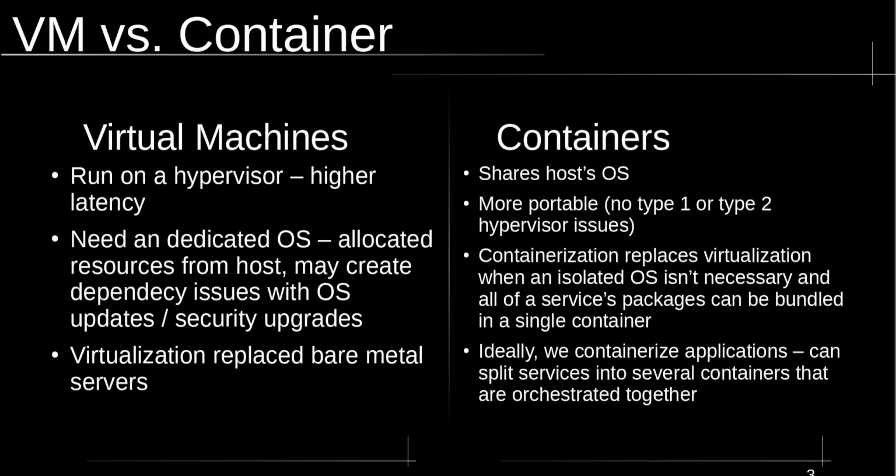So in this case, containerization replaces virtualization when we don't need an isolated operating system, right? We can bundle all of the services that we need into containers. So ideally, each service gets its own container. For example, if you have a web application, you have the front end on one container, maybe your database on another container, maybe you have API calls going through another container, you have a networking container, and all of those interoperate together.